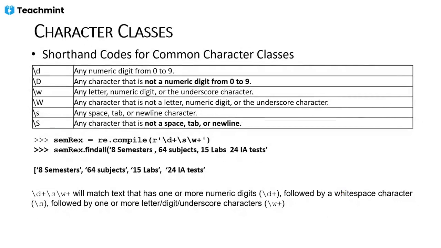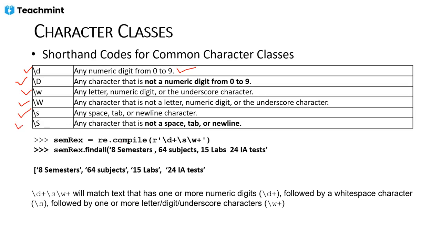There are some shorthand codes. To use a number in the pattern, you can use slash d: any numeric digit 0 to 9. Slash D, if not a digit, other than a digit. Lowercase slash w: any letter, numeric digit or underscore as part of the string. Uppercase W: other than that, not a letter, not a numeric digit, not an underscore. Slash s: space, tab or new line. Slash S: not a space.